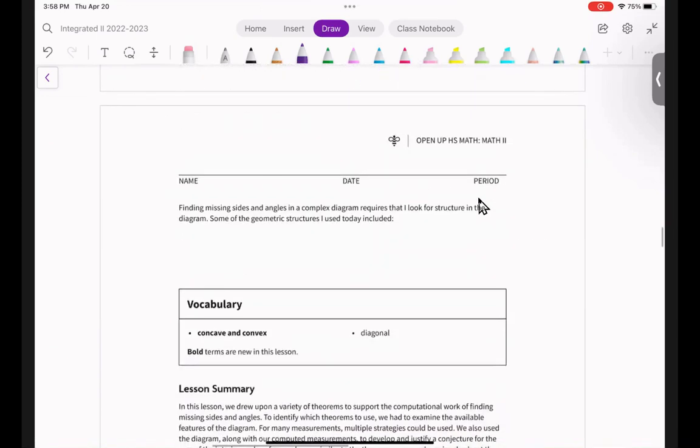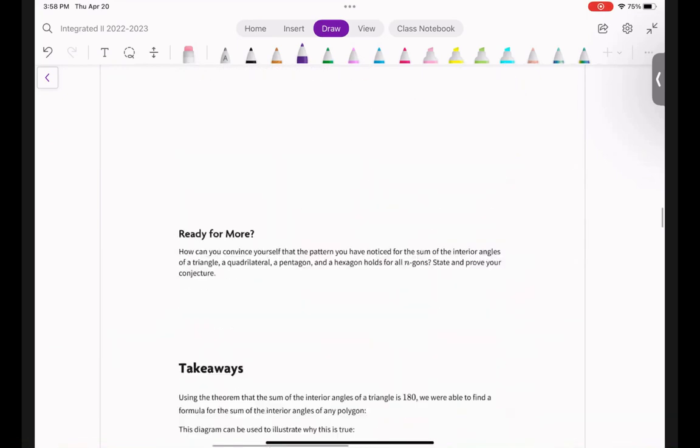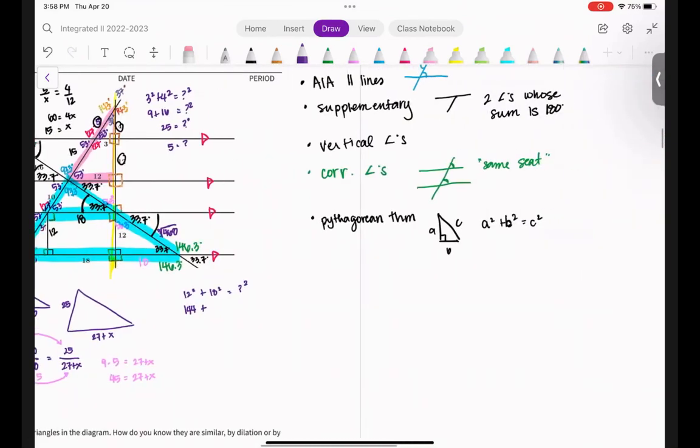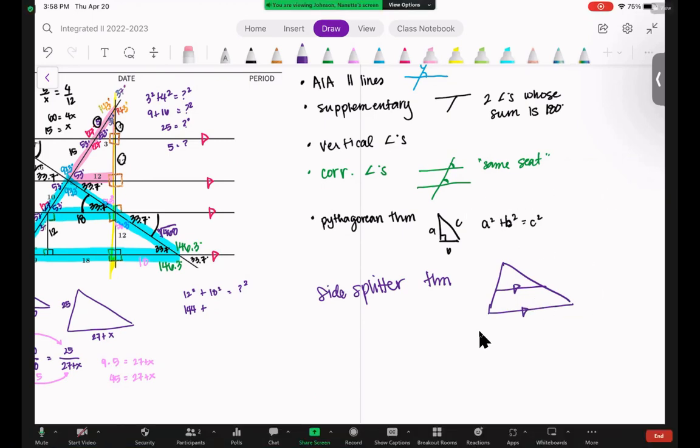So finding missing sides and angles in a complex diagram requires that I look for the structure in the diagram. Some of the geometric structures I used today were all the ones that we talked about earlier, right? The only one that we would add, and I don't think I wrote this one down, was that side splitter theorem, where if you have a triangle and you have a side, then we get it's parallel, and then these are all proportional, right? You get a whole bunch of proportions from them.